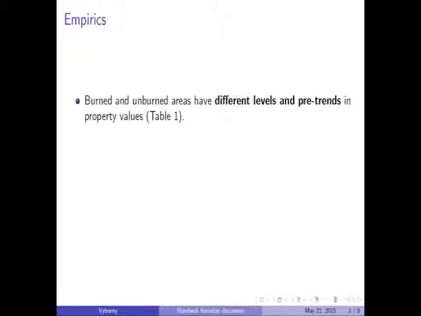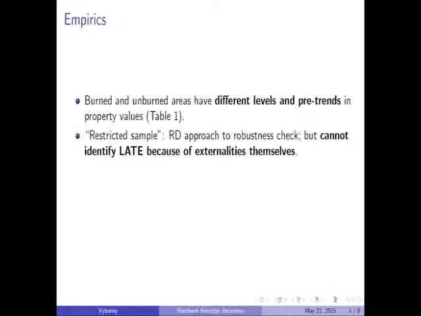Okay, so they acknowledge in the paper that the burned and unburned areas have different levels and different pretrends. One way to address that is the restricted sample, which is present in most of these tables and is kind of like an RD approach, where we look at just the areas closest to the boundary between the burned and the unburned area. But as Rick said in the talk, and as is clearly acknowledged in the paper, this is really difficult to disentangle. Because the externalities are the key focus of the paper, there's a spillover from the burned to the unburned, so it's not really possible to disentangle the effect using this boundary approach from the spillover effect. I think they acknowledge that and put in a lot of caveats in the paper about how we should interpret this restricted sample estimate.